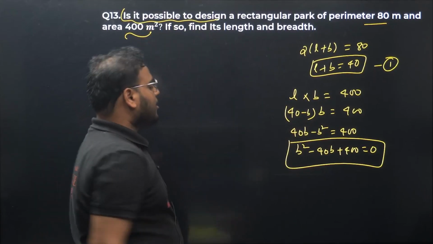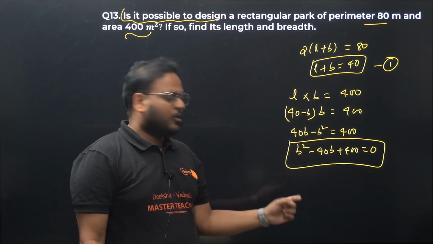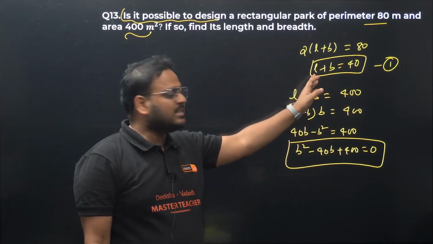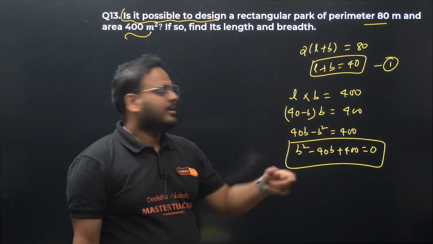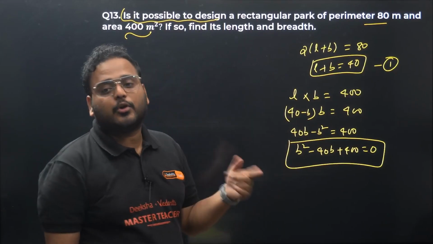What it means is whether this equation will give me a real value of B or not. Because if B is not real, L will become unreal, because L is 40 minus B. If the breadth value is not real, L will again be not real. So I have to find whether B is real or not. And how do you do that?